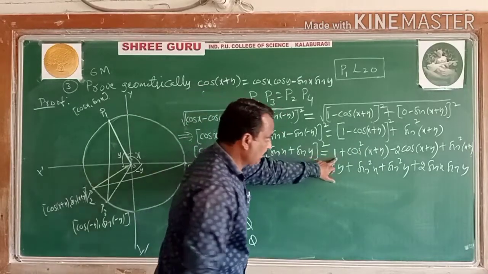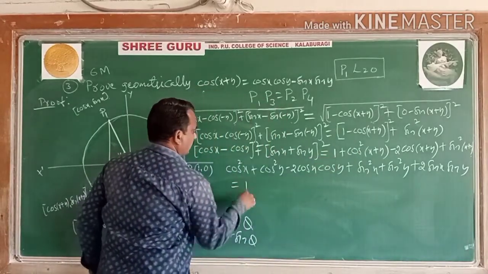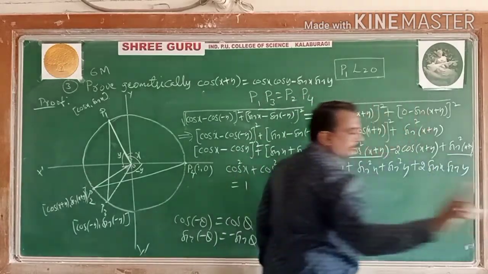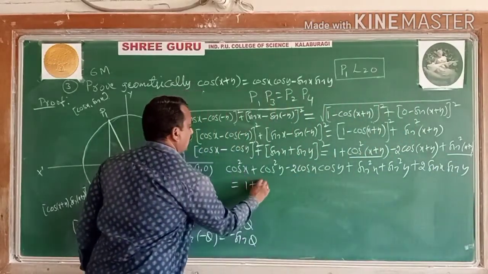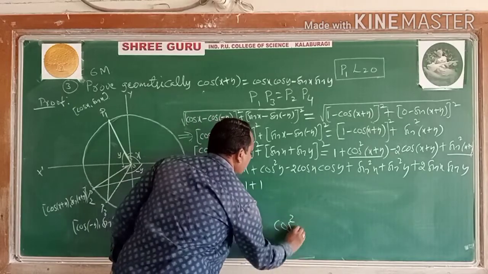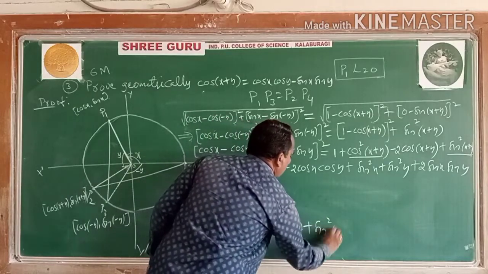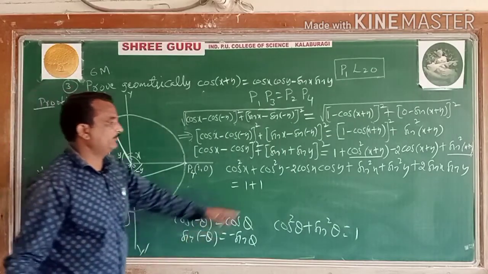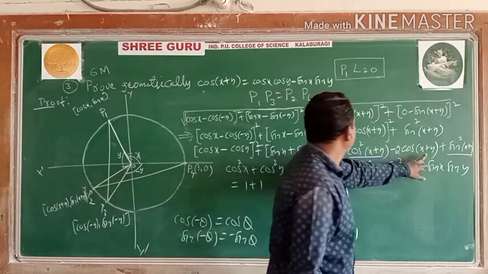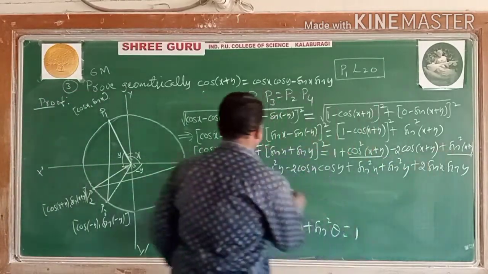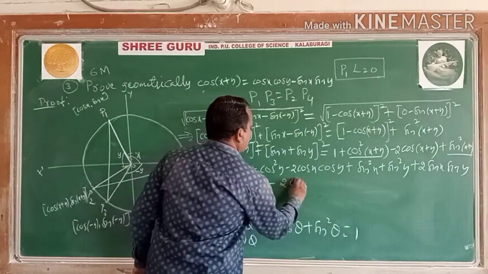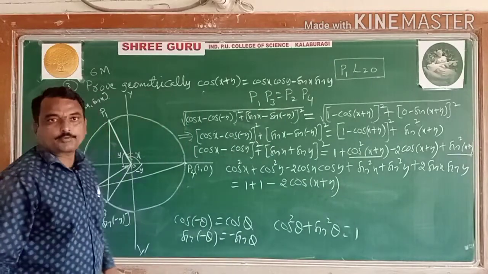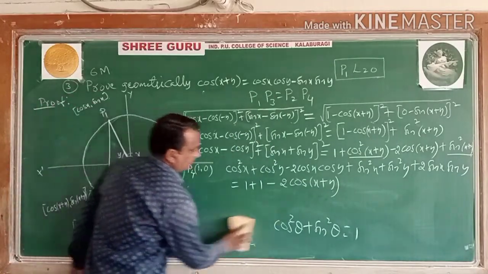Now see, students, here I will make 1 equal to 1. This cos square (x plus y) plus sin square (x plus y). Is it 1? Cos square theta plus sin square theta is equal to 1. Then what remains here? Minus 2 times cos of (x plus y) remains.